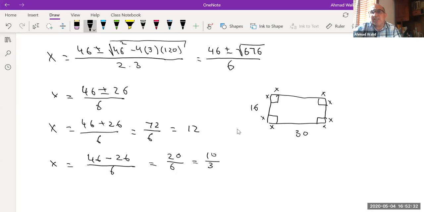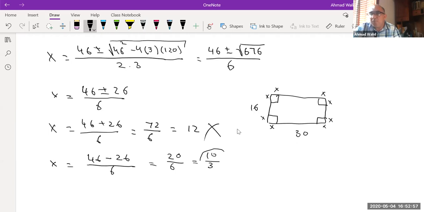Can I use x equals 12 for my cut? Look at the picture. Can I use 12 for this cut? Can x be 12? What is 12 plus 12? 24, even though you have 16. You cannot use x equals 12, right? Because it's more than the width of the cardboard, right?